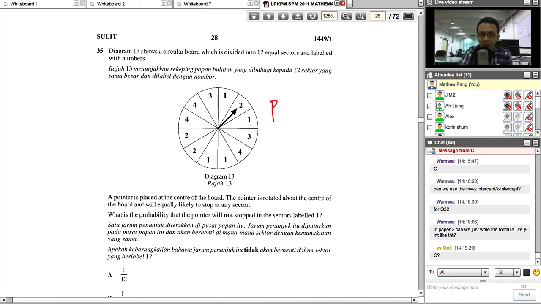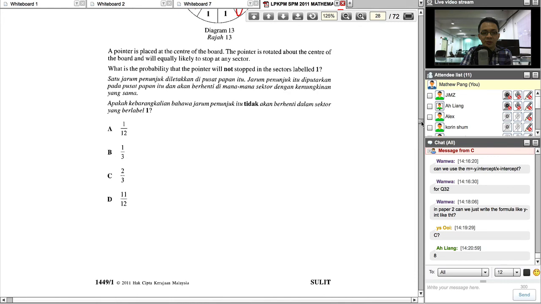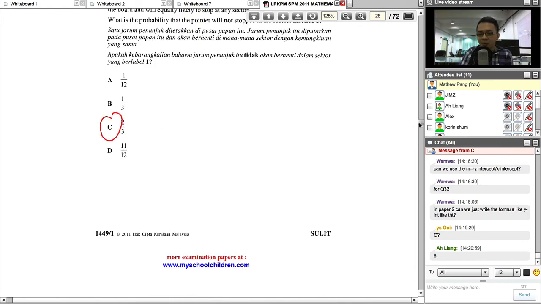So you want the probability that it will not stop at 1. So you can calculate how many numbers are not 1. First, of course, you have to know the total number of sample space over here is 12. It tells you already. So not 1 will be 1, 2, 3, 4, 5, 6, 7, 8. So I got 8 out of the total. So it will be 2 out of 3. This is my answer, 2 over 3. Will be C. Okay.